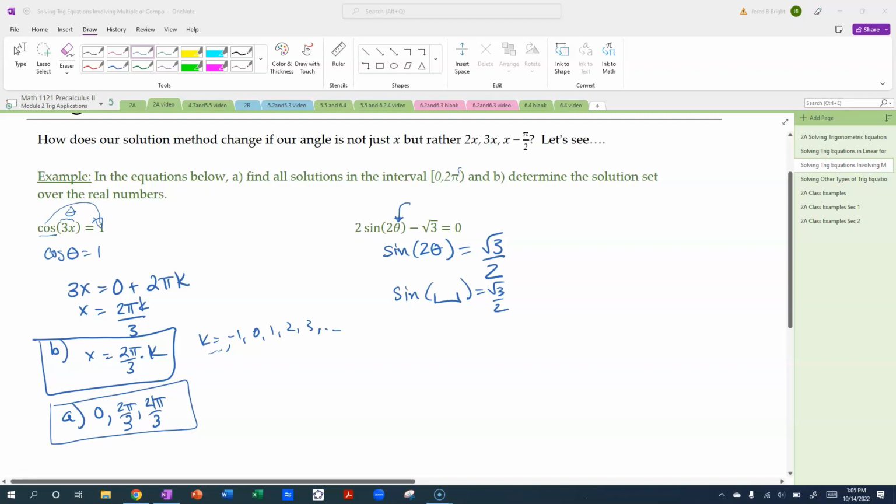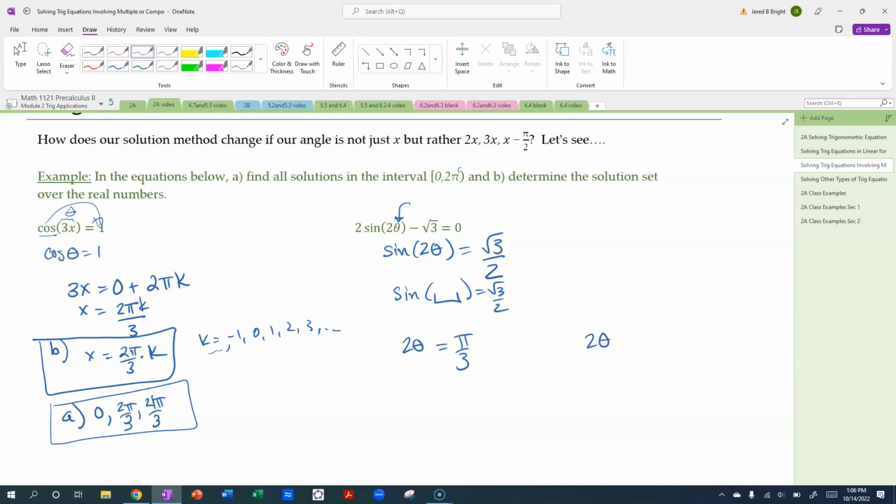Feel free to pull up your unit circle if you need to. It turns out that the angles of interest are, for the angle that I have, 2 theta, sine is square root of 3 over 2 at positive pi over 3, and also at 2 pi over 3. And then remember, for each of these, I need to tack on the period, so plus 2 pi k.